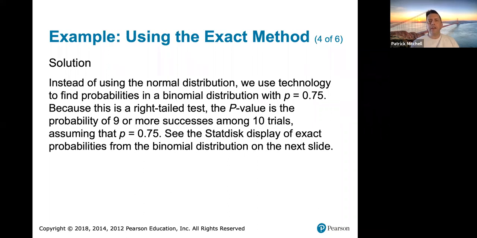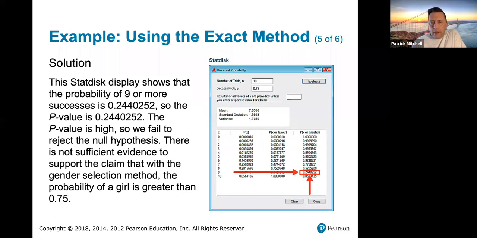All right, so now you can either use technology to find the probability in a binomial distribution, or you can use the formula that we talked about way back in, what was that, chapter 5. Because this is a right-tail test, the p-value is the probability of 9 or more successes among 10 trials, assuming that p equals 0.75. So they've got it here on StatDisk. I think what I might do is also show it to you on Excel. You could also use table A1 for this. If you remember table A1, we used it a little bit in chapter 5.